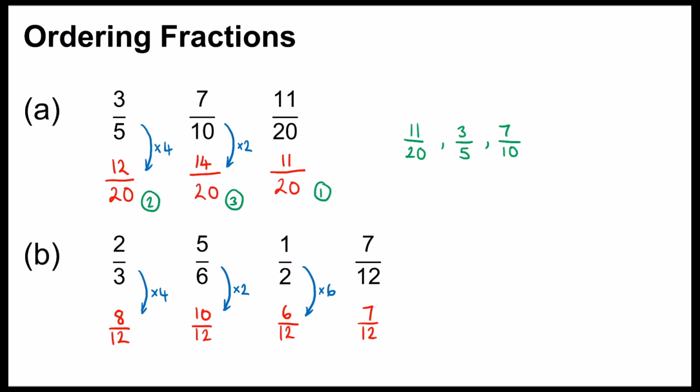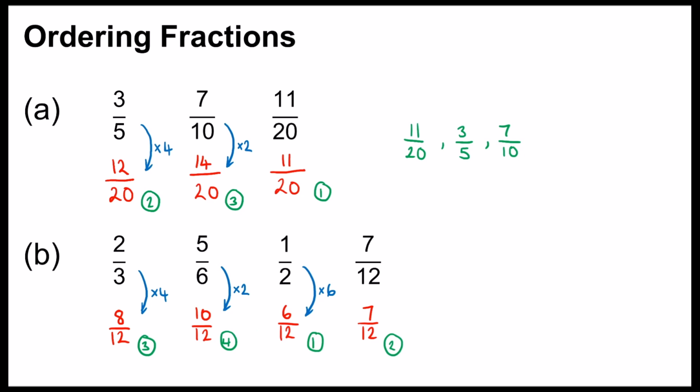Now they have a common denominator, I can look at the tops of my fractions to help me put them in order. So the smallest fraction is 6/12, followed by 7/12, 8/12 is third, and the biggest 10/12.